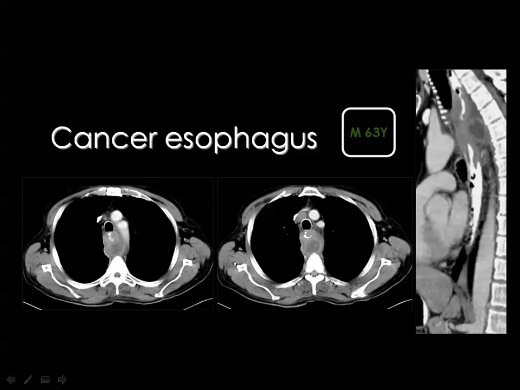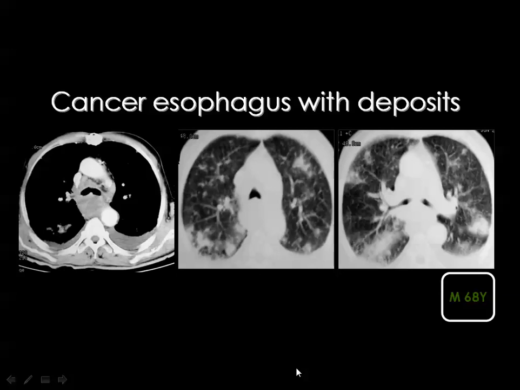And this is a case of esophageal carcinoma in a male patient, 63 years old, and you see the mass at the anatomic site of the esophagus. We have given the patient oral contrast, and you can see the area affected from here down to there. And you see the extremely narrowed irregular esophageal lumen with a large posterior mediastinal mass centered on the esophagus.